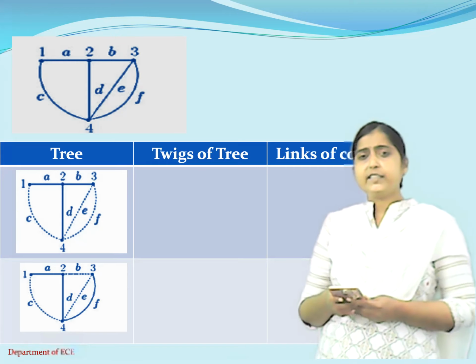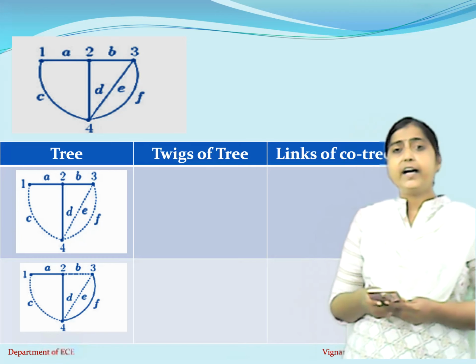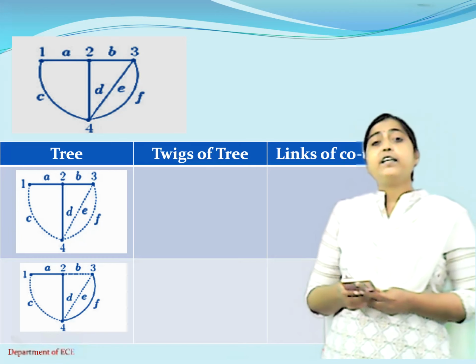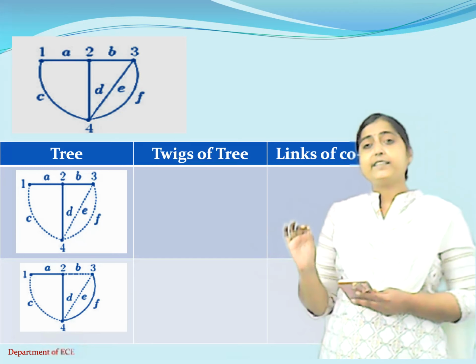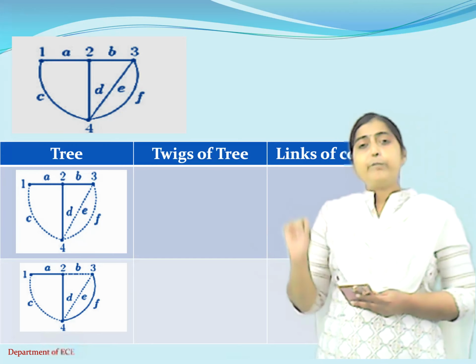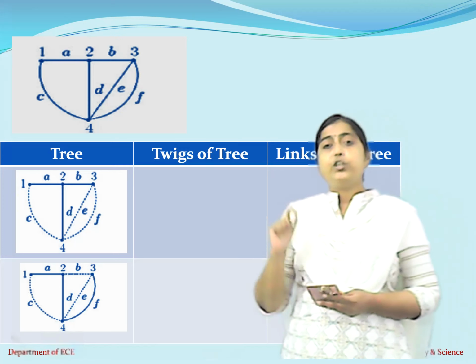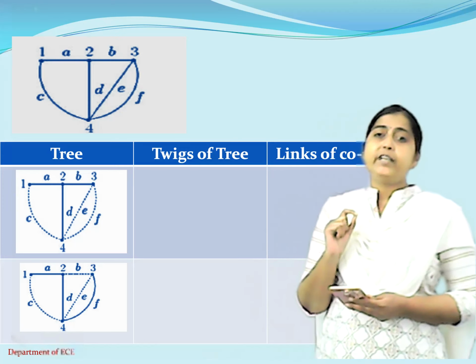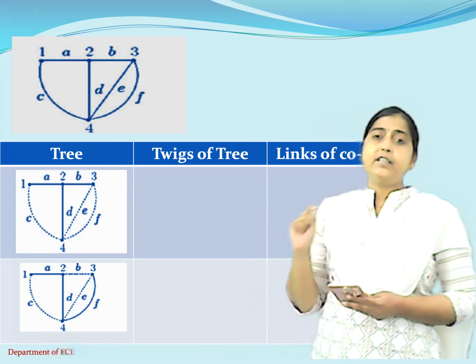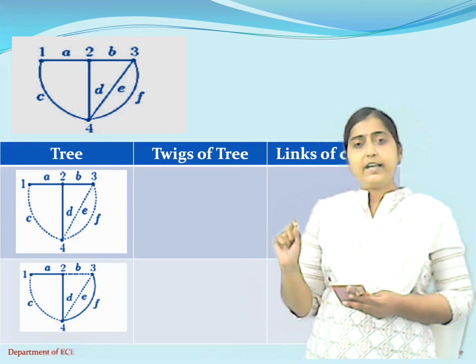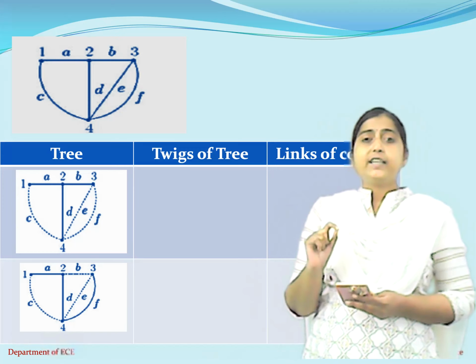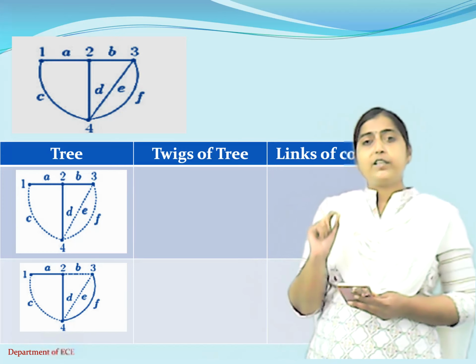I hope you understand the difference between a co-tree and a tree. Tree does not have any closed loops, whereas co-tree has a closed loop. But the difference here is your co-tree will be a combination of branches and links, where branches are represented with solid lines and links are represented with dotted lines.